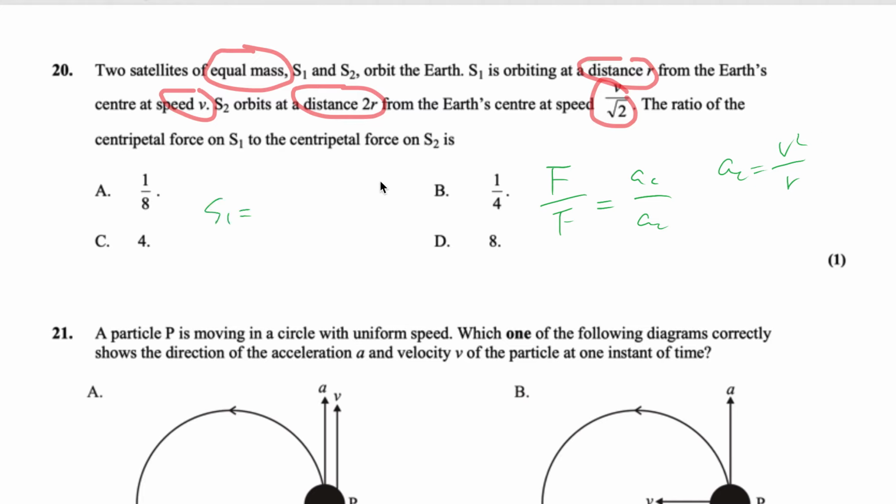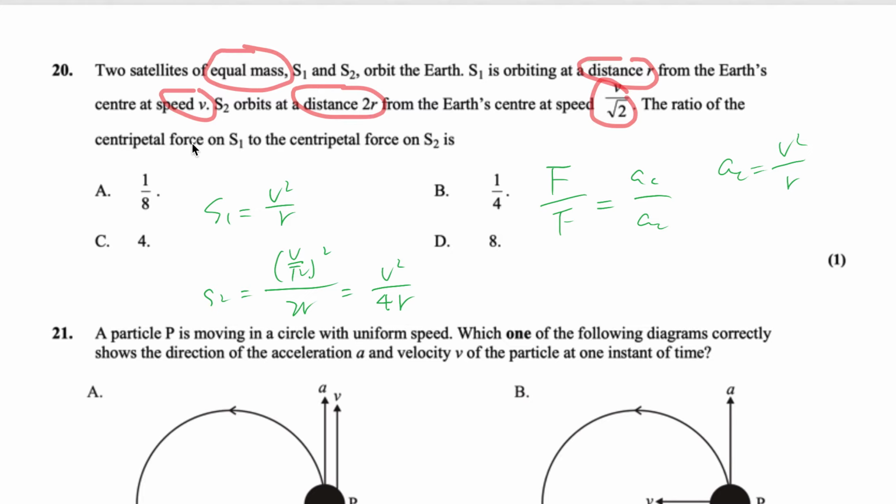For S1, it's V squared over R. V is V, R is R. For S2, V becomes V over root 2, so V squared is V over root 2 all squared, and R becomes 2R. Combine everything together, it is V squared over 4R.